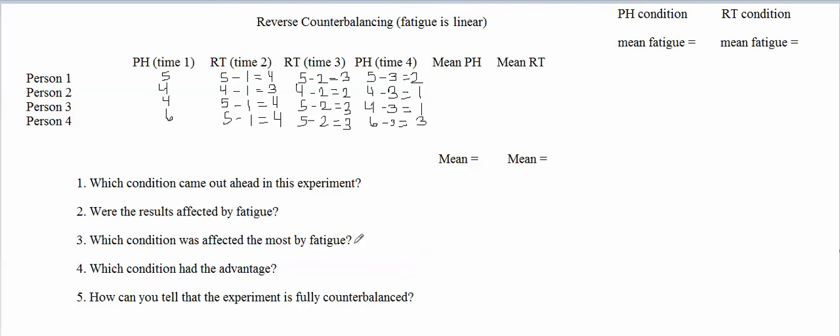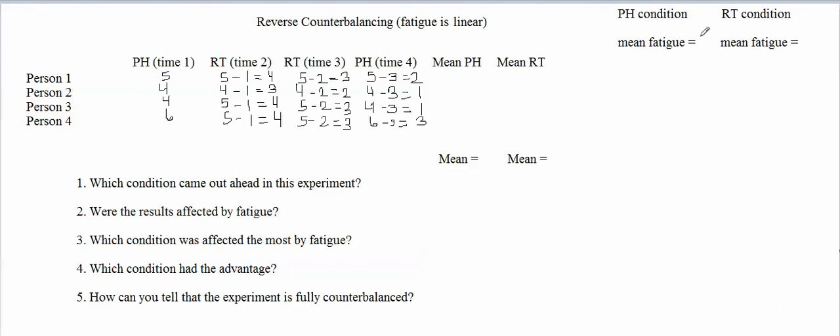And for number 3, you would just look at which condition has the highest fatigue average, and that would be the answer. This says which condition had the advantage in the taste test. If these 2 fatigue averages are equal, then neither had the advantage. But if one fatigue score is higher than the other one, then the condition that had the advantage would be whichever one had the lowest fatigue average.